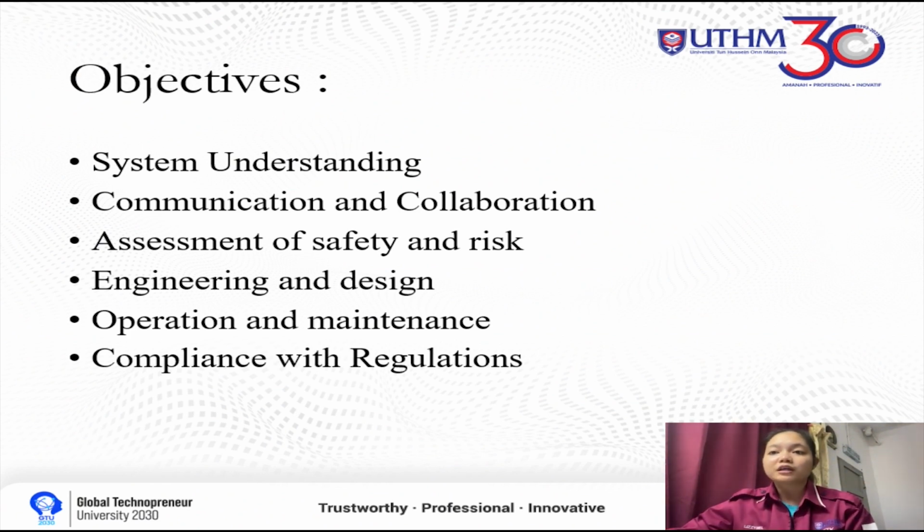And the fifth one is operation and maintenance. P&IDs aid in organizing maintenance tasks, locating spare components, and carrying out system alterations or upgrades. And the last one is compliance with regulations. P&IDs help to show that certain regulations and industry standards are being followed by law. They record important elements including process parameters, environmental controls, and safety features. That is all. I will pass the presentation to my group members.